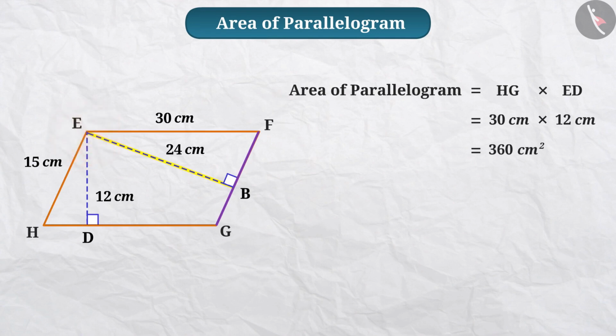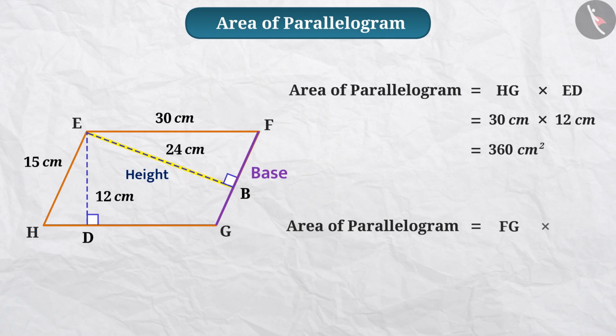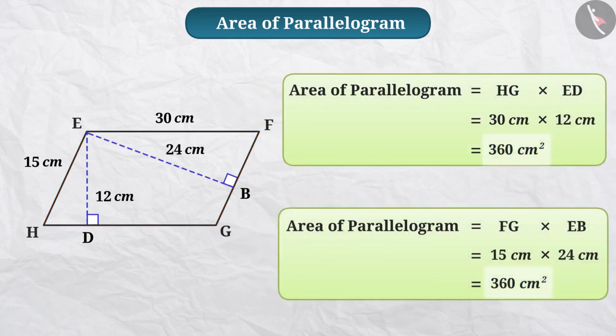Therefore, for parallelogram EFGH, base FG and perpendicular EB as height can be considered. From this, we get area of parallelogram as FG multiplied by EB is equal to 15 cm multiplied by 24 cm is equal to 360 square centimeter. In both situations, area is similar, which proves that any side of parallelogram can be taken as base and perpendicular on it can be taken as height of parallelogram.